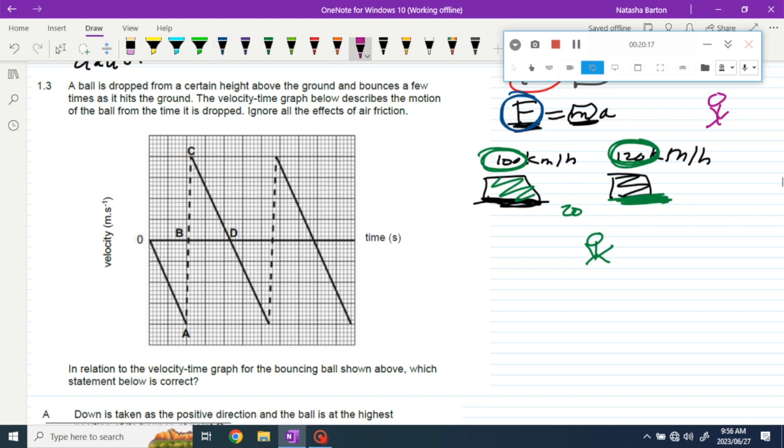Okay. They say a ball is dropped from a certain height above the ground and bounces a few times.